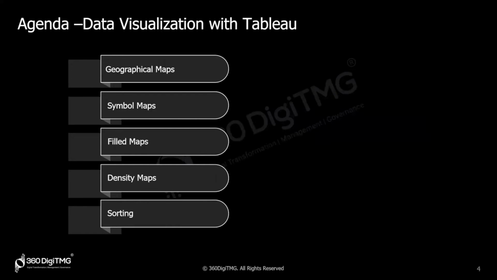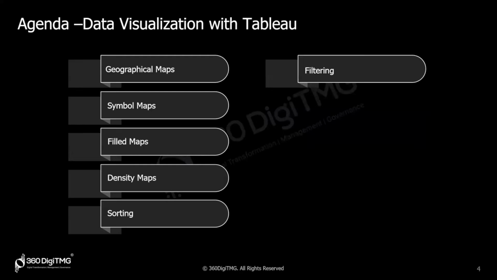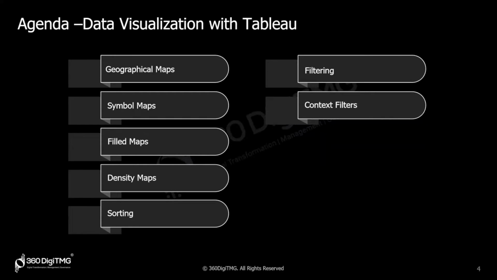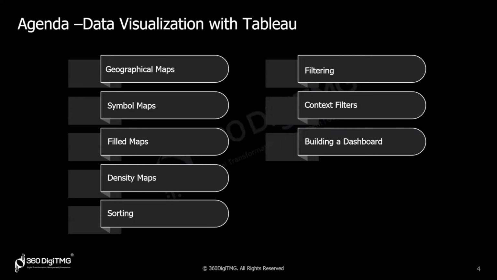And we look at some concepts like how to sort the data in a particular sequence. How do we filter the data and remove what is not required? Keep only the necessary information, eliminate something that might not be required. We will also focus on a slightly advanced concept under filtering, which is called context filters.